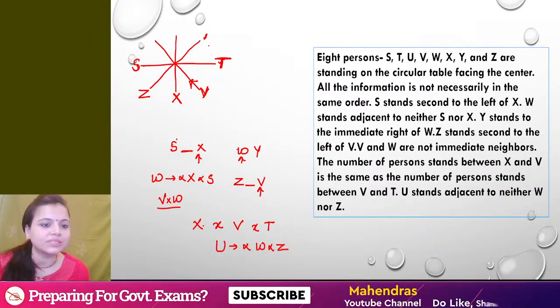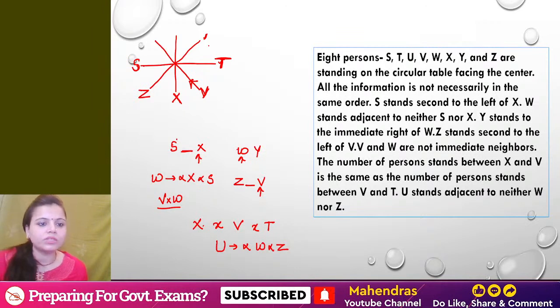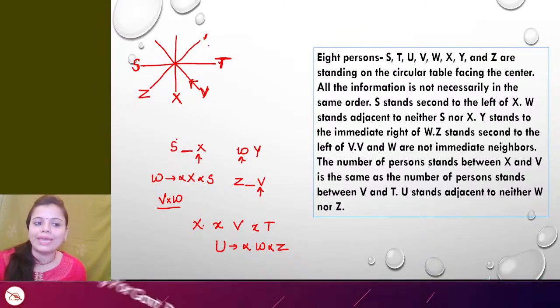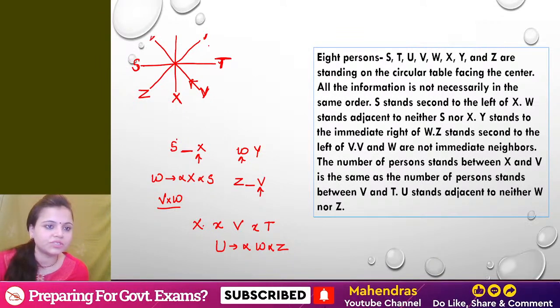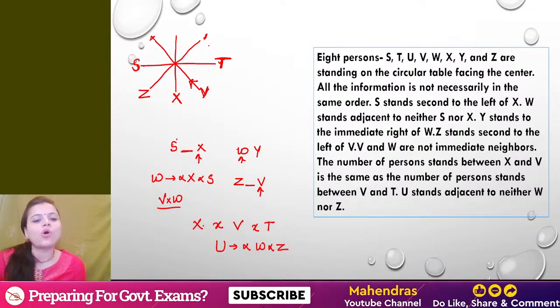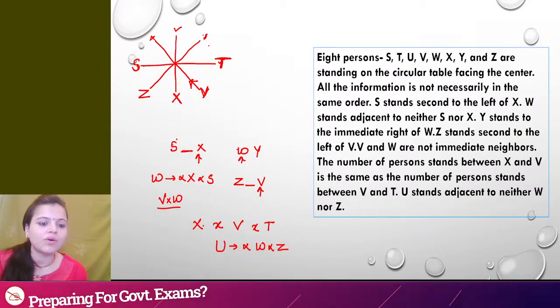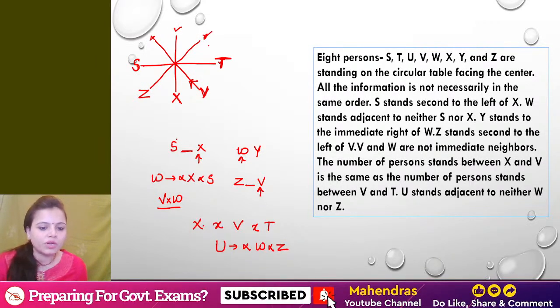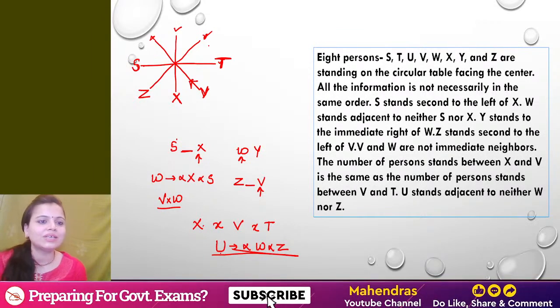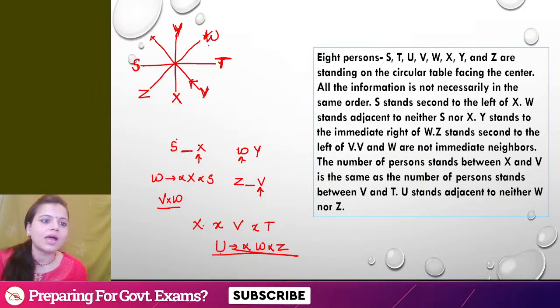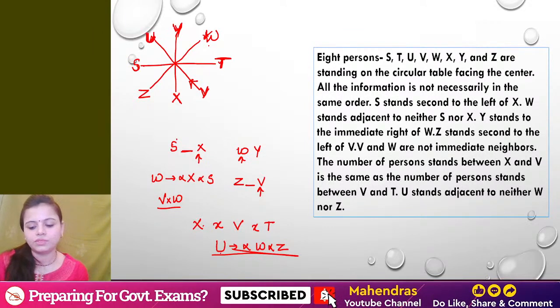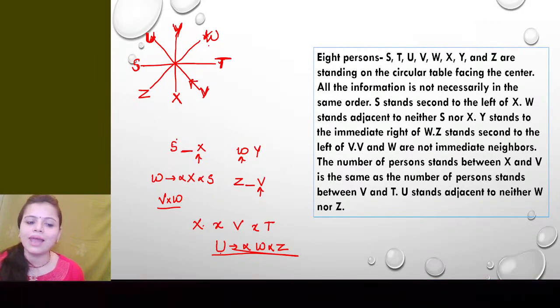Now we are left with 3 persons. What they are saying about W is that W is neither the neighbor of X nor S. So this place is not for W, but Y is immediate right of W. So you can put W in this place or in this place. But what about U? U is neither the neighbor of W nor Z. So you have to put W in this place so that you can put Y here, and we are left with U. So U is in this place. So this is your final and complete diagram.